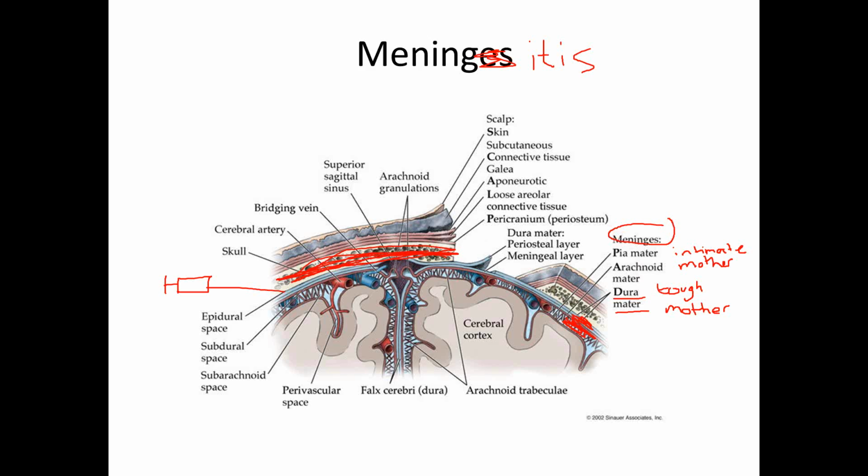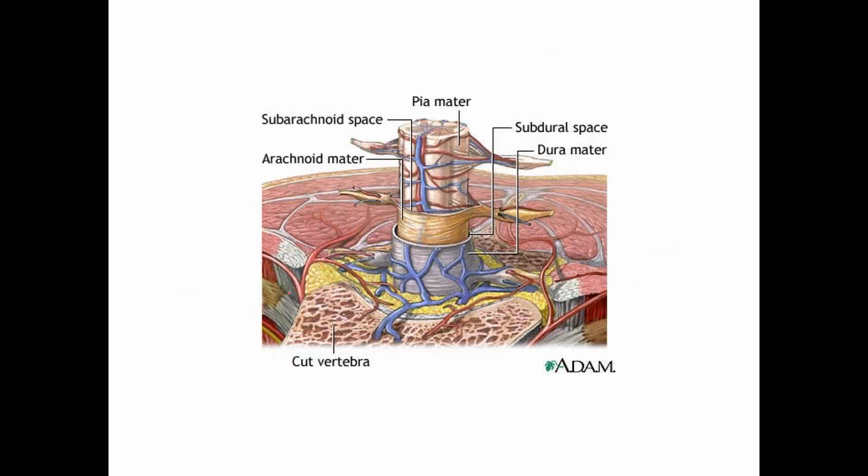And just to show you that, I'll show this on this. So those are the 3 layers, and let's show you how that then passes on into the spinal column. So this is a cross section, and you can see again the intimate mother, the arachnoid layer, the arachnoid mother, and the dura mater here. So you can see how those meninges cover not only the brain, but also the spinal column.